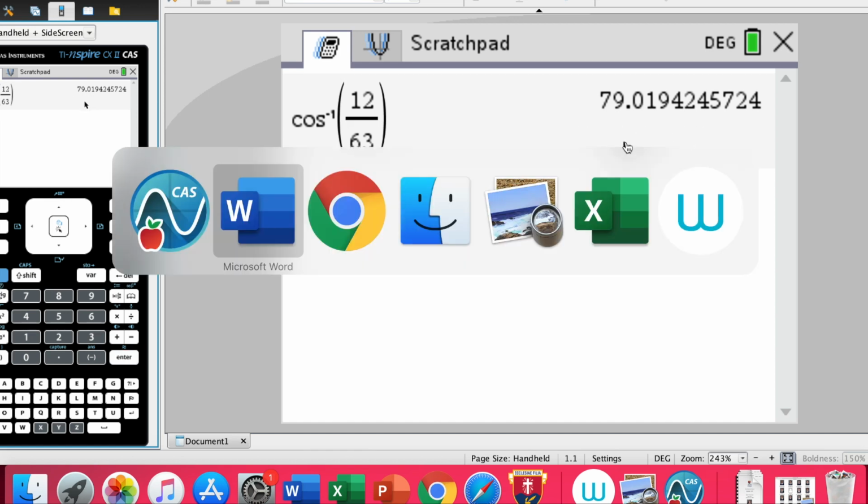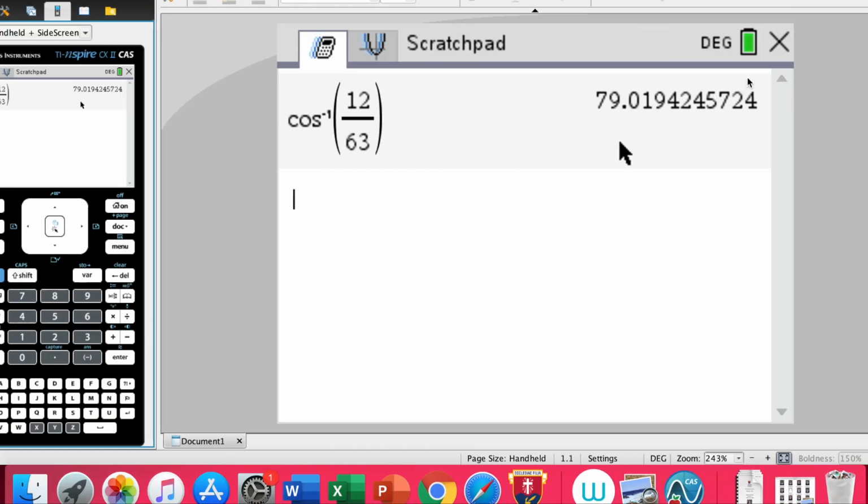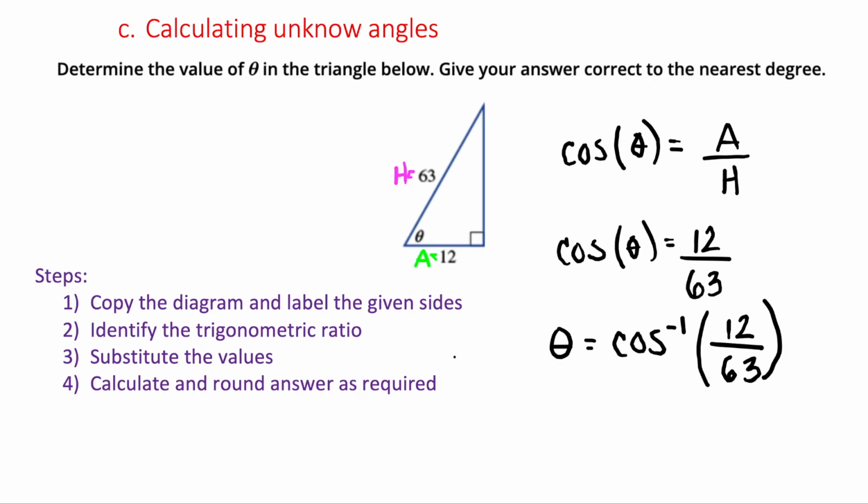It said that I had to find it to the nearest degree, so I don't have to round, I have to round it to the nearest whole unit. So it's going to be 79, because my first decimal place is a 0. So I write my answer. My answer is theta is equal to 79 degrees, and that's going to be our answer. Great.